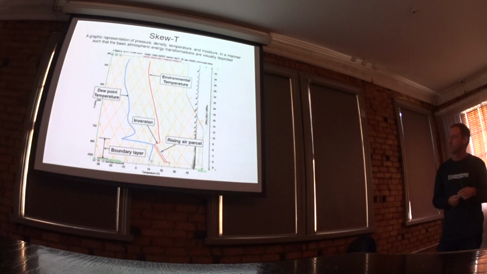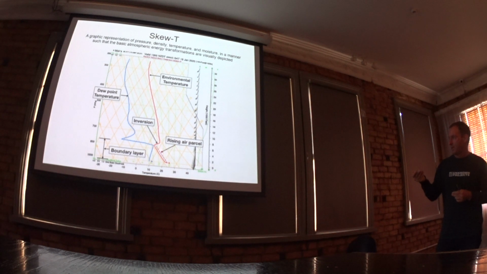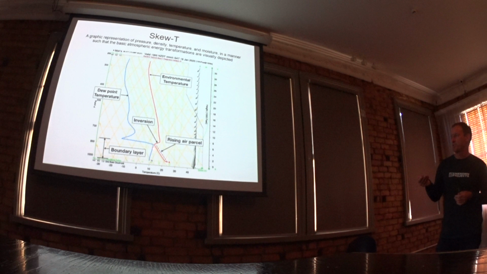Lots of lines and lots of numbers. The most important things for me on this graph are the red line, blue line, and this little dotted black line. So the red line is our environmental temperature that's been measured by the balloon they send up. I think they might be doing it by satellites as well these days. The blue line is our dew point temperature, and that's calculated from the temperature and humidity measured on the same balloon.